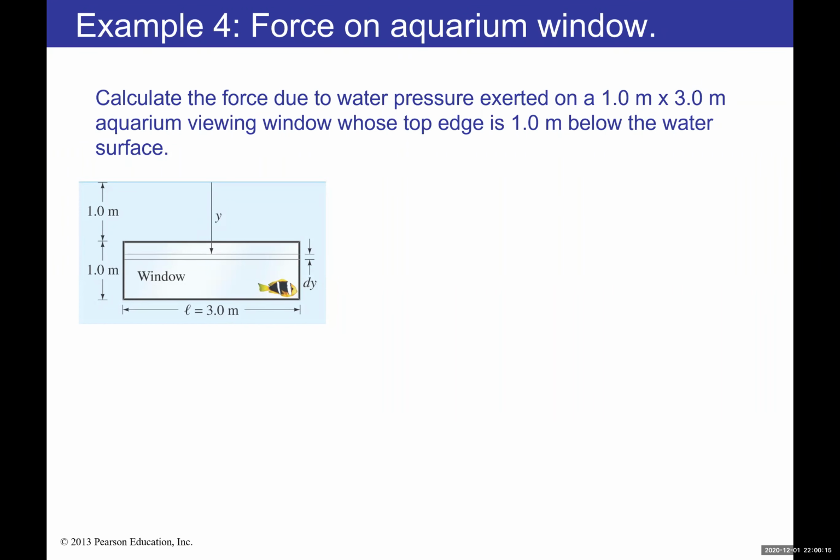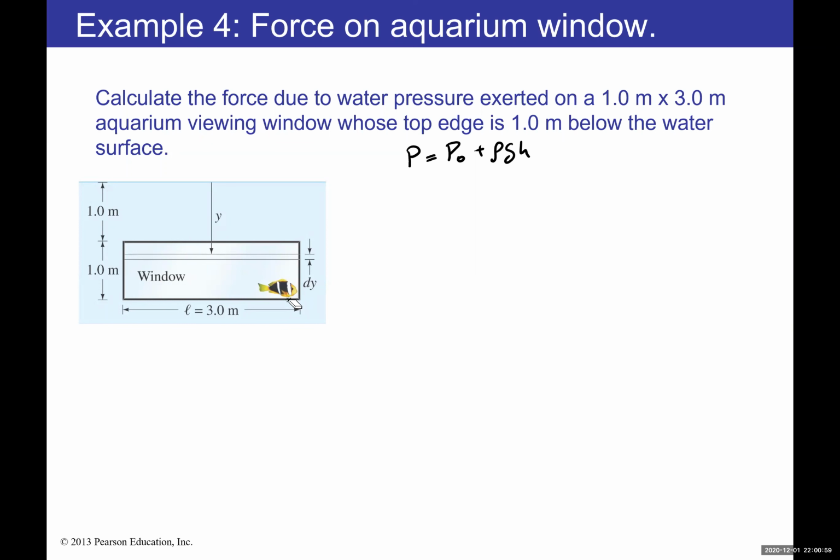So the way we approach this: if you want to find the pressure at one point, then we could just use this equation. So P equals atmospheric pressure plus rho g h. But what we want to find here is the force exerted on the aquarium viewing window, which means through this entire area, so force per area. That means not a single point, but over the entire area, so we're going to need to integrate for this one.